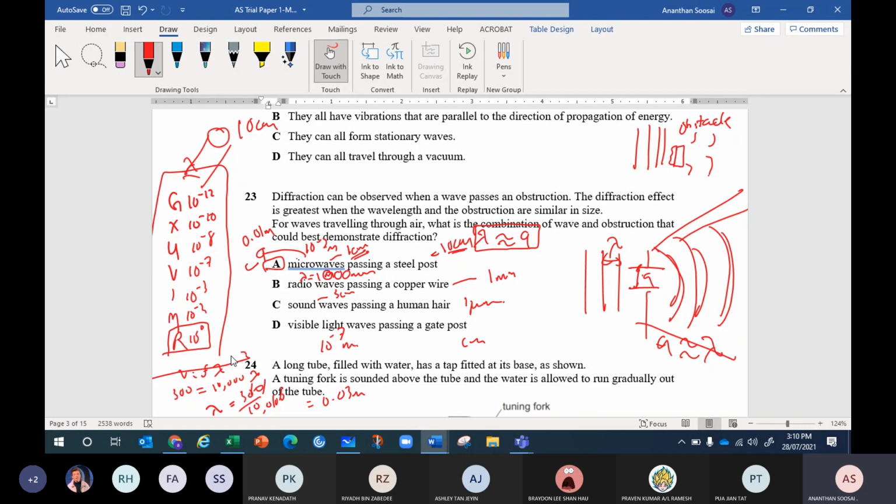Any questions? Does anyone not understand any part of this question 23? No questions. So I hope everyone understands. Very important. Remember this, memorize this by heart: the wavelength and of course the frequency of it. Any other questions? 20.